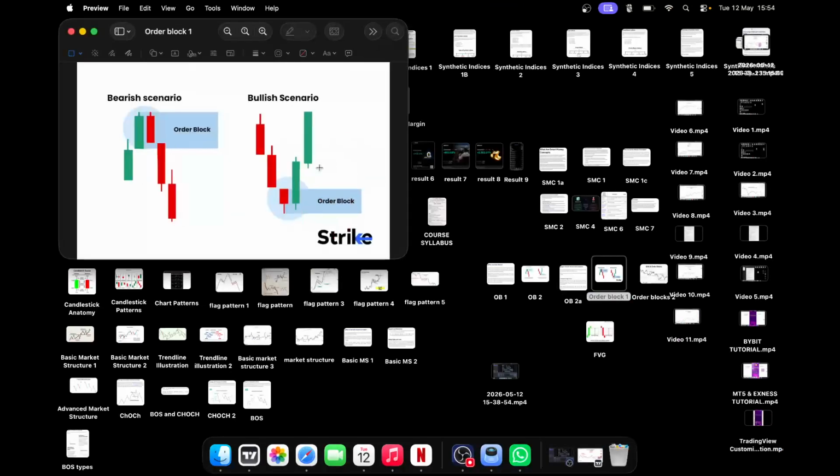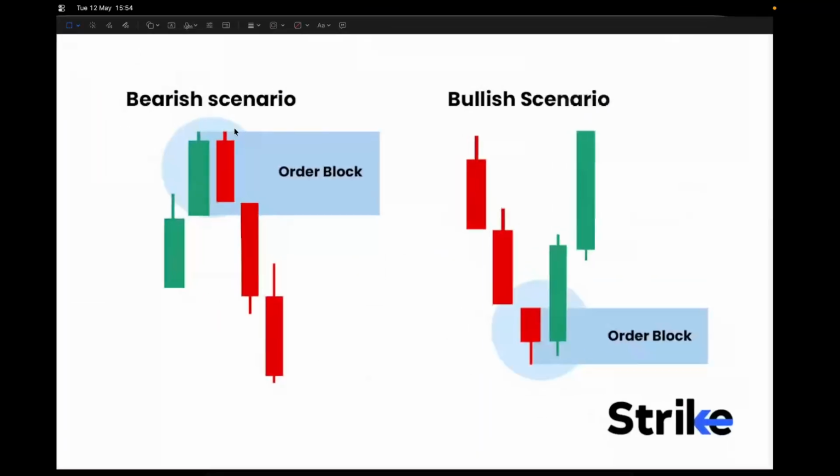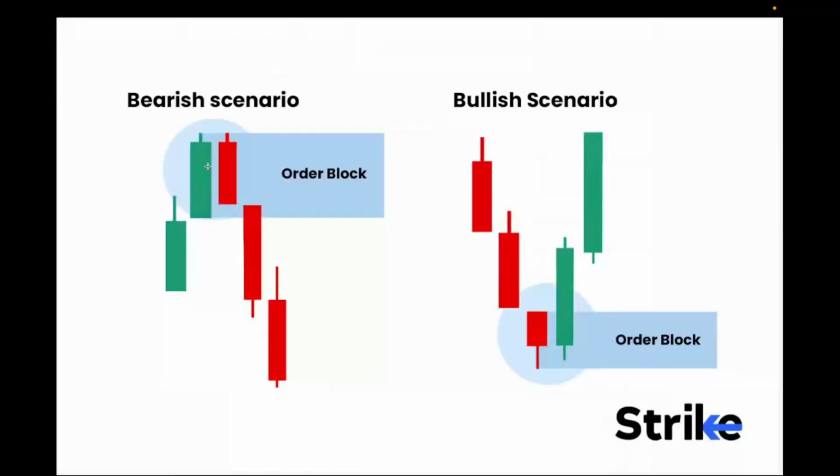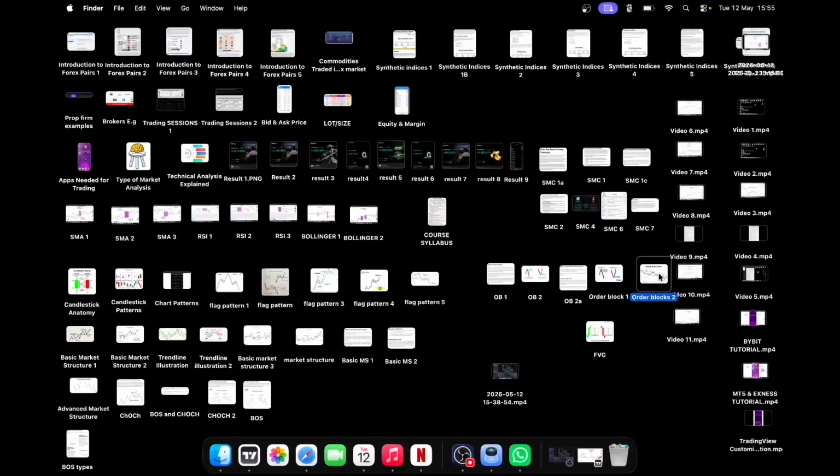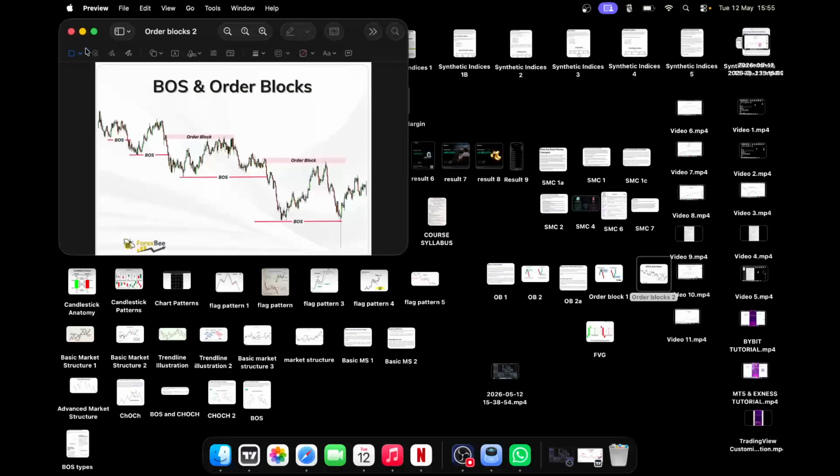So let's look at this example again. You see the last green candle before the impulsive move. So we are expecting that the market will come back here and will sell. The last bearish candle, red candle, before the impulsive move that did break structure, we are expecting the market to come down back to this place and we will now long. Do you understand? So that is what order block is all about. So let's look at a real life example.